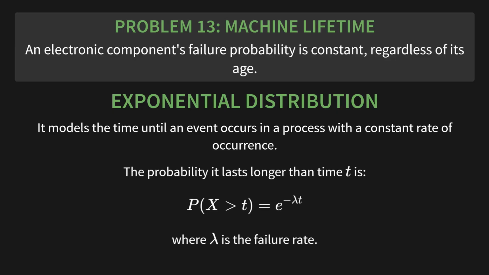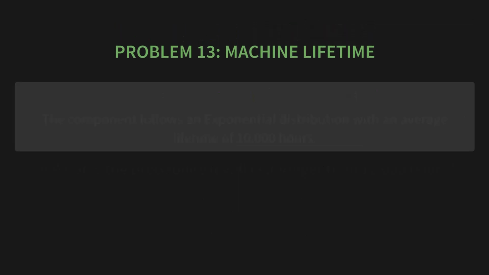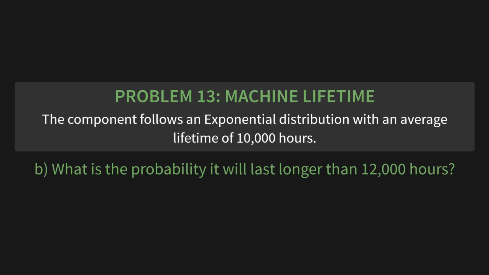The probability that the component lasts longer than some time t is given by the formula e to the power of negative lambda t, where lambda is the failure rate. Now for part B. The component follows an exponential distribution with an average lifetime of 10,000 hours. What's the probability it will last longer than 12,000 hours?